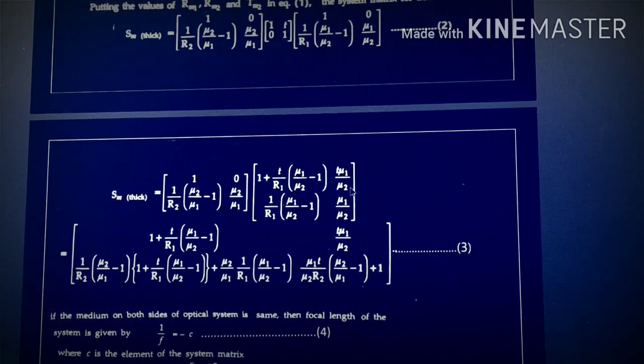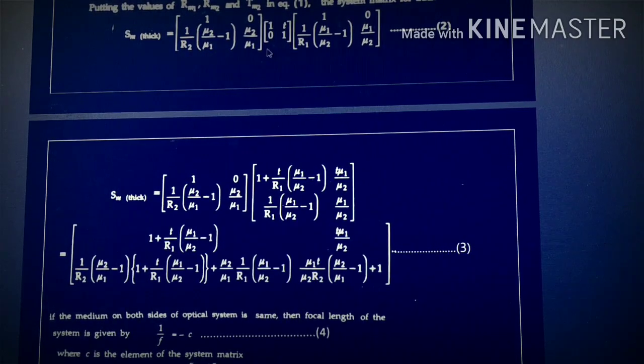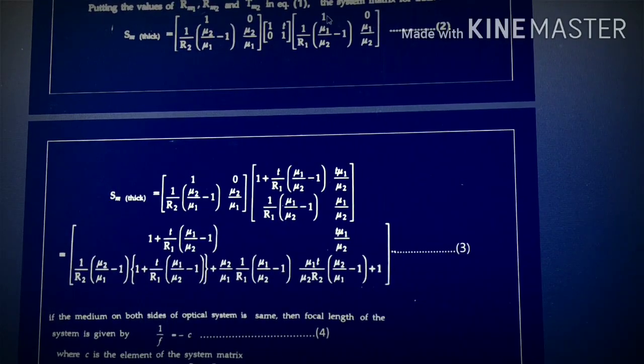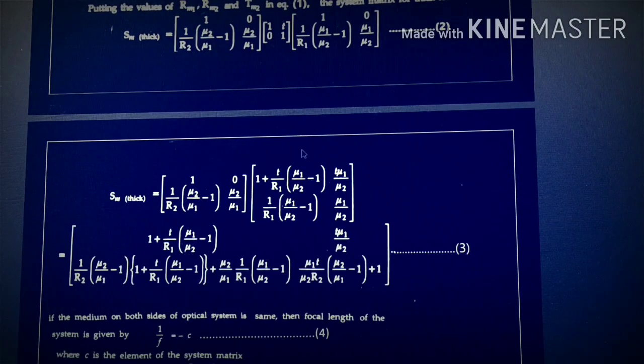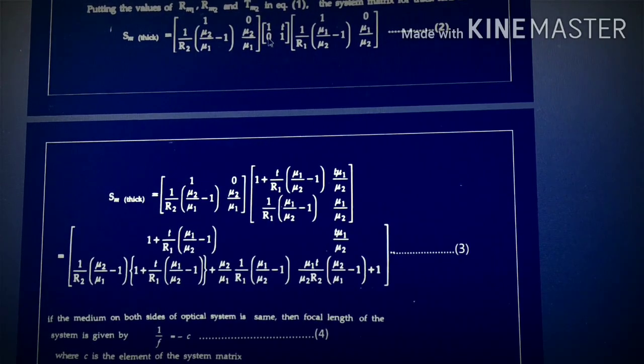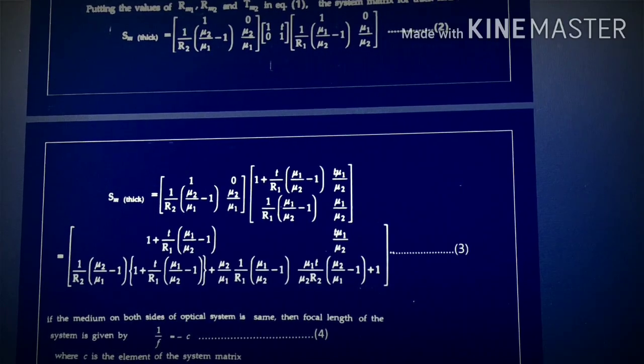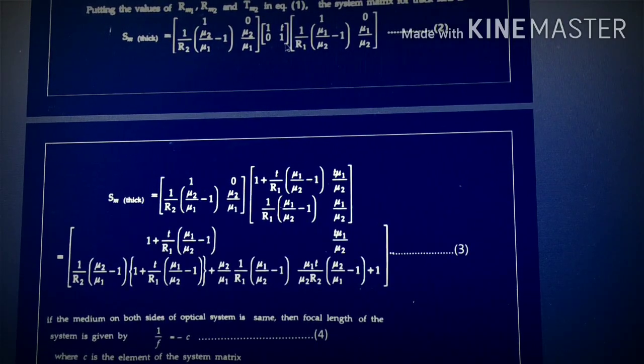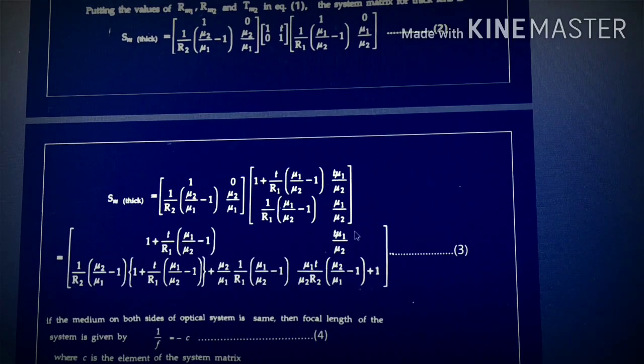Plus this is the value t mu1 by mu2. Then the next one is second row first column: 0 into 1 plus 1 into 1 by r1 into mu1 by mu2 minus 1. This is the value 1 by r1 into mu1 by mu2 minus 1. Then the next one is second row second column: 0 into 0 plus 1 into mu1 by mu2, so it is also mu1 by mu2.